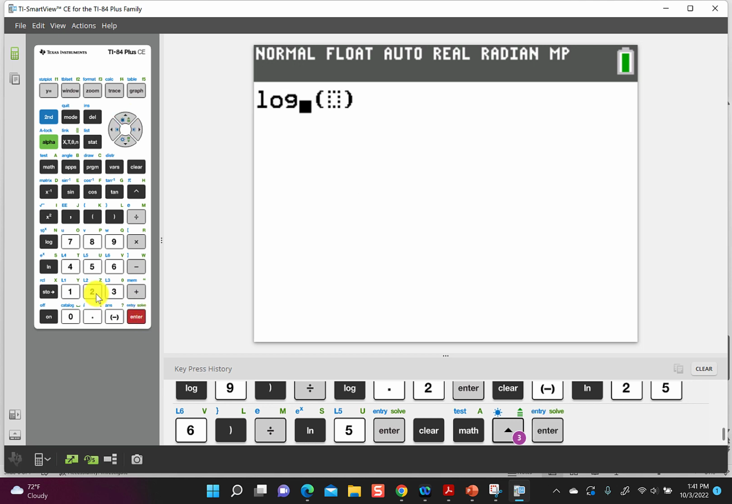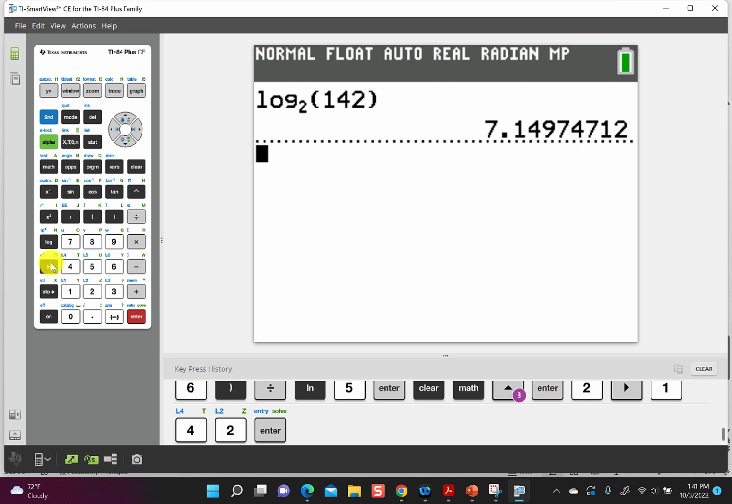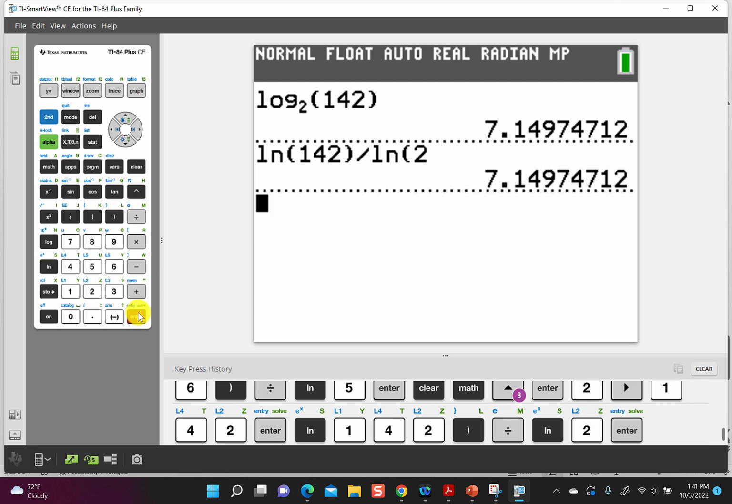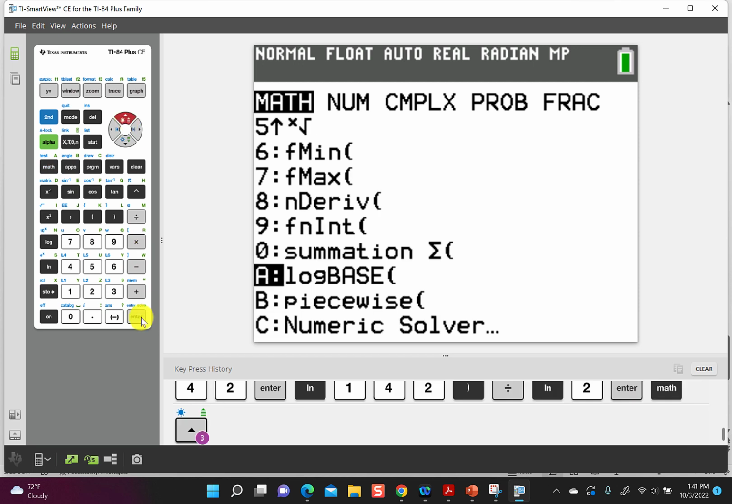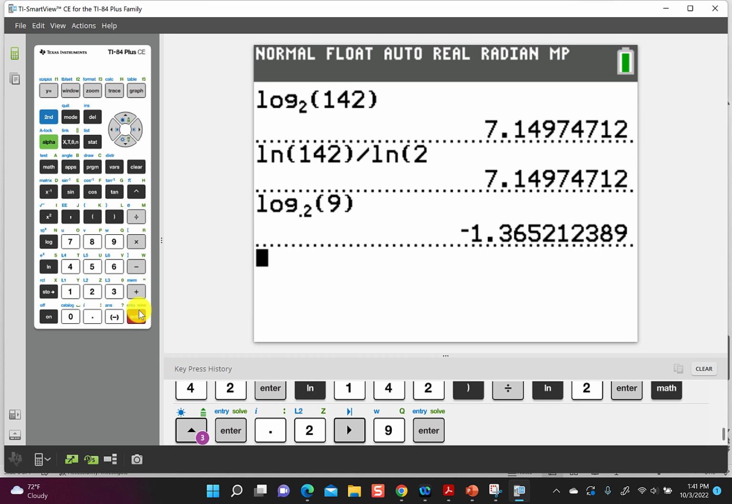So I could say, oh, let's do the log base 2 of, let's just make up a number, 142. So I'm not having to go back to the natural log of 142 divided by the natural log of 2. I want you to see we get the same answer. Because I can hit math and then go up until I find A that says log base, this allows me to do some of the ones we were doing earlier, like we had log base 2 of 9, right? So this should save you some time.